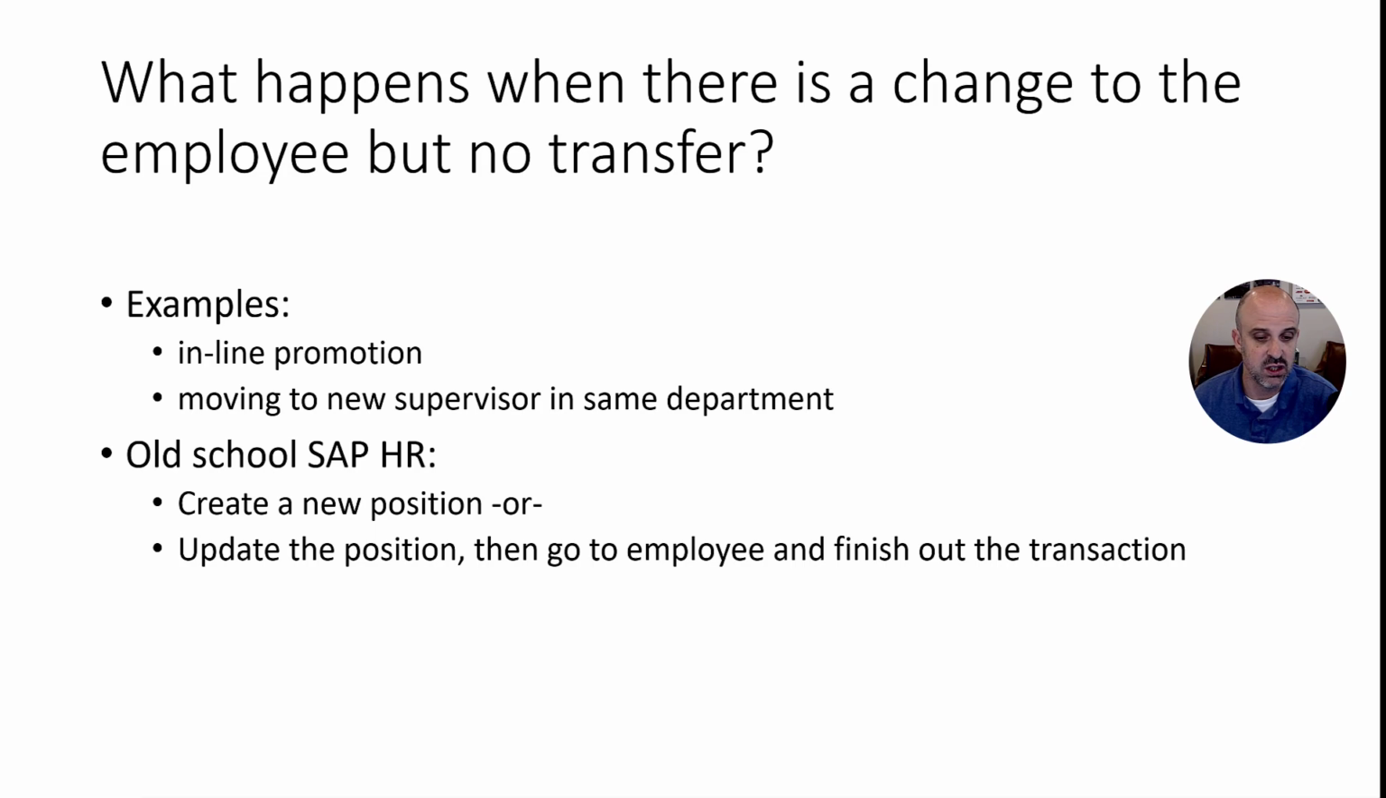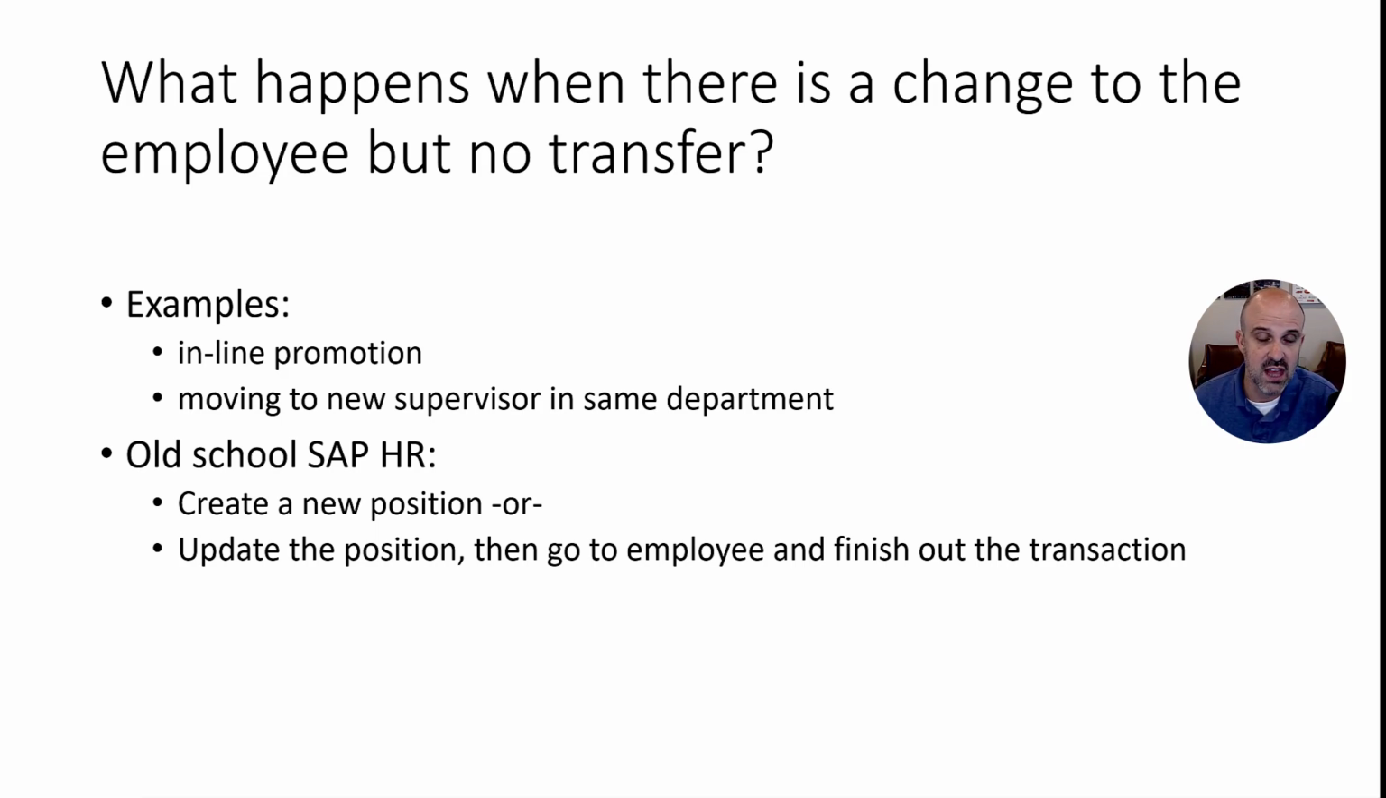That would be one option available to you. The other option is to make an update to that specific position that person's already holding, and change it from an accountant 1 to an accountant 2. Then go over and finish out the transaction on the employee side. You would just reselect the position, all the attributes would get defaulted in with the new values, and then you would be done with the transaction.